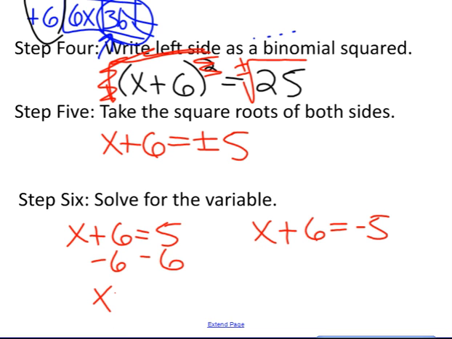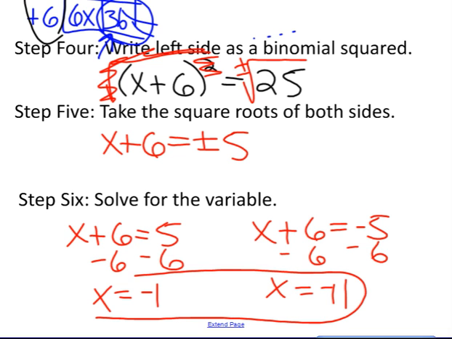So we have x is equal to negative 1, and x is equal to negative 11. Remember, when you're solving a quadratic equation, when you have an x squared term, you will end up with two answers. You're always going to end up with two answers if you have x squared.